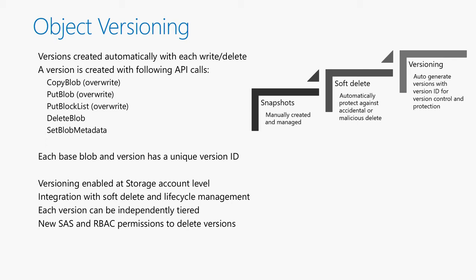And of course, you can manage those versions with lifecycle management, or you can manage them yourself through the application. Because it has that version identifier, you can specify your request to go and affect just that version and not the base blob. And it has new SAS and role-based access permissions, so you can specify which users are able to delete versions.